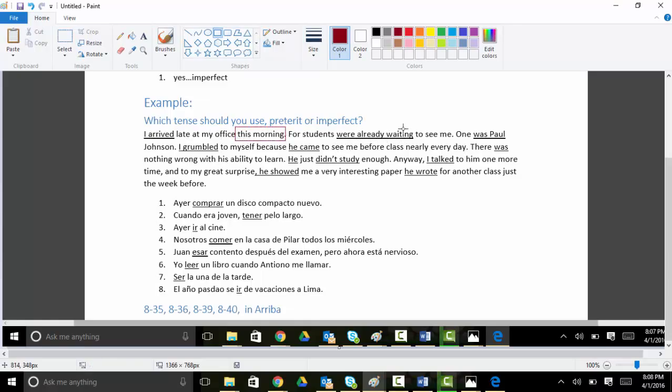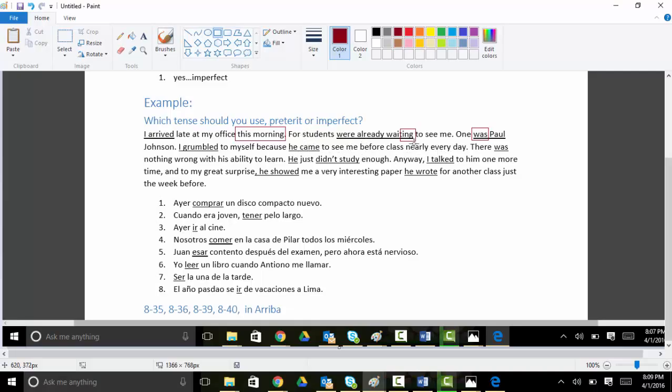Four students were already waiting. You can see ing. If you have ing, you use the imperfect. So I would use the imperfect here. One was Paul Johnson. Was is a state of being verb, and there's nothing in my sentence that shows a definite beginning or end, and so I would put that into the imperfect. I grumbled to myself because he came to see me before class nearly every day. Grumbled is an action verb, and there's nothing in there that implies that it happened repeatedly, so I put grumbled into the preterite. Here, though, he came to see me before class nearly every day.